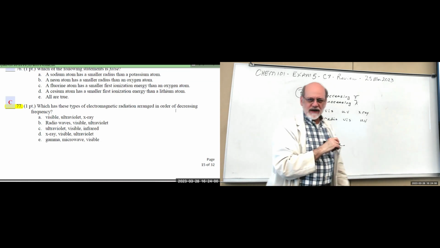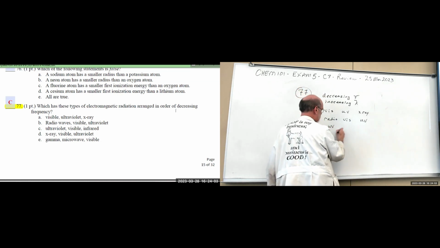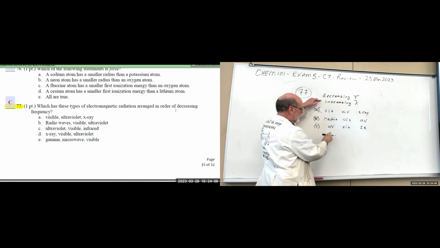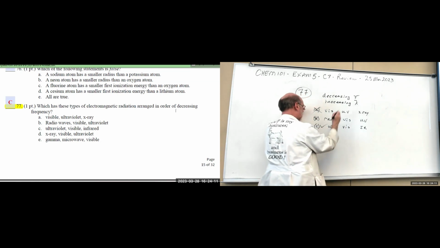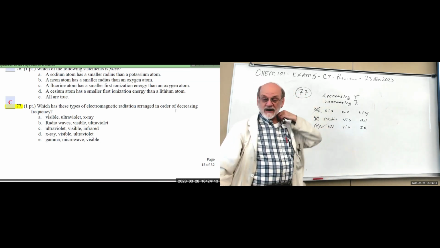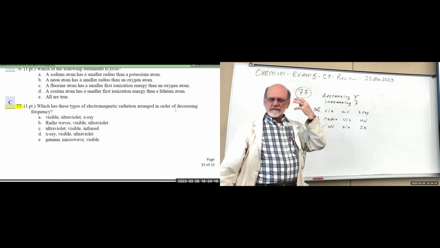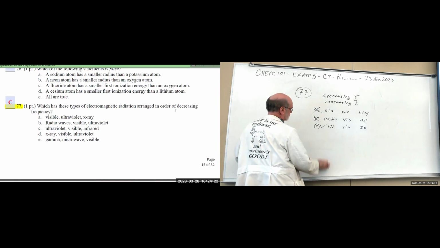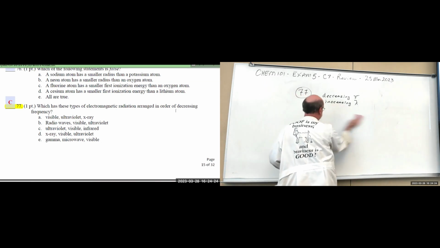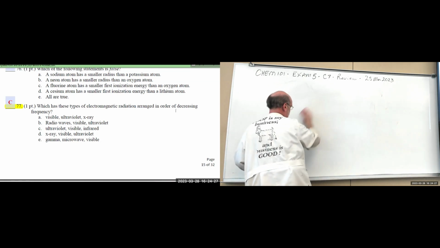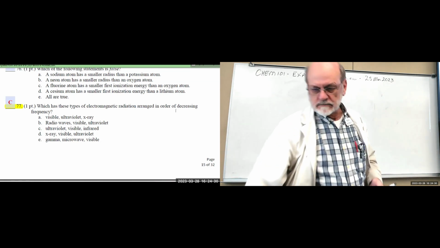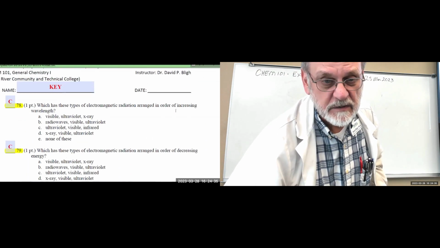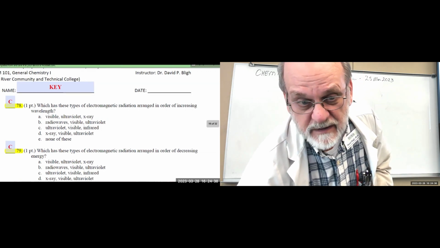How about C? Ultraviolet, visible, infrared. Increasing wavelength. Ultraviolet, visible, that's the one right there. That's how I look at it. It's easier for me to wrap my mind around wavelength than it is frequency. 77, 78.